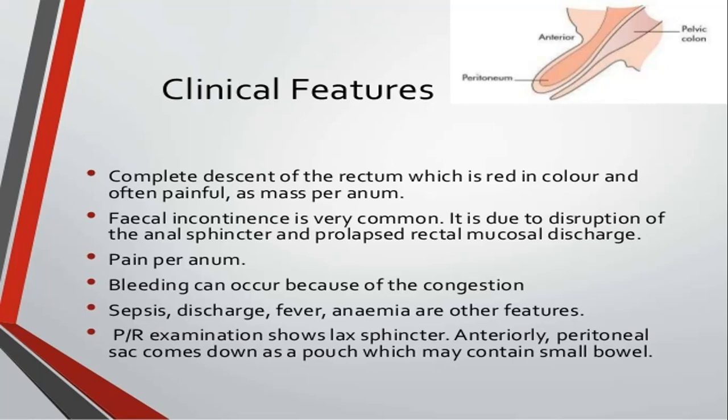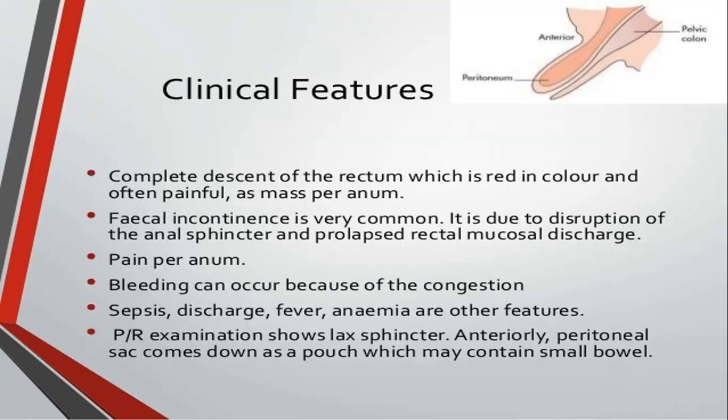The size is more than 4 centimeters, like 5 to 6 centimeters. Incontinence is common. Painless bleeding can occur, pain per anum can occur, and sepsis, discharge, and anemia are also features. On rectal examination, you can see the sphincters are very lax because the sphincters are not working. And if you push the finger anteriorly, you can feel the peritoneal sac which comes down as a pouch and contains small bowel.